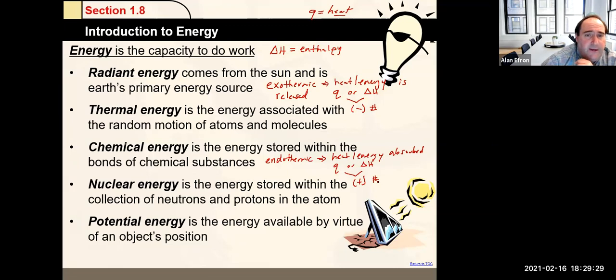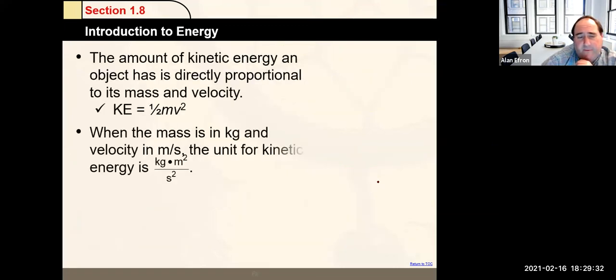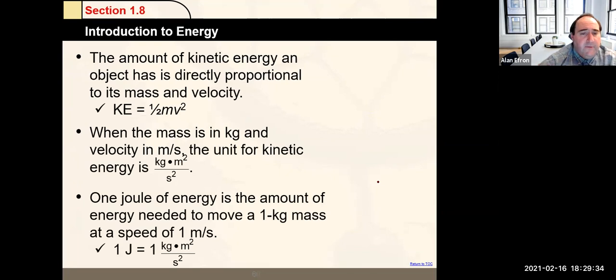A couple other things about energy will pop up along the way as we continue. The amount of kinetic energy, which is the energy of motion, if you want to calculate it, we probably won't use this formula very much anywhere, but it's half the mass times the velocity squared.